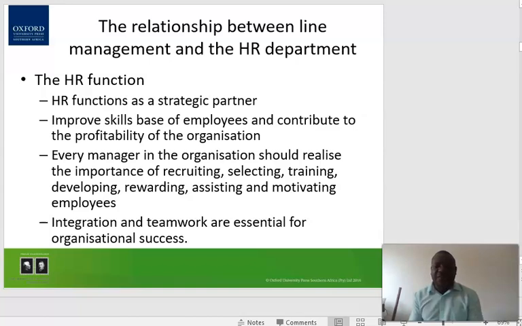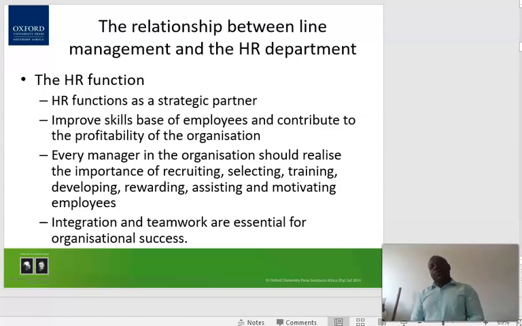Basically, we are saying if you treat people well, those employees will actually do their best. They will put in all their effort to ensure that the organization becomes a success. However, if you do not treat them well, they may actually work against the organization. So it is important in HR to recruit the right people, select the right people, develop people in our organizations, and also to motivate people.